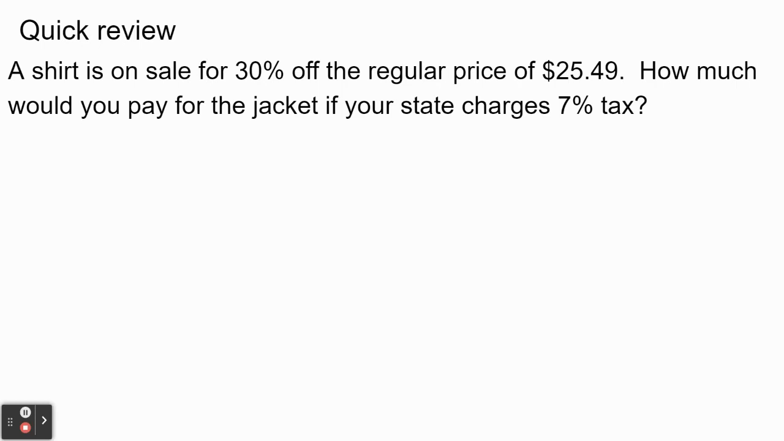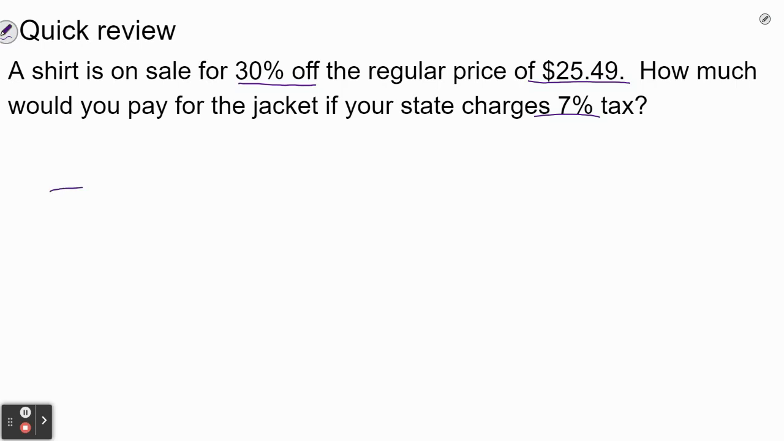Alright, so the jacket is on sale for 30% off. The regular price is $25.99. Oh, I forgot to change the word from shirt to jacket. And then it's a 7% sales tax. Discount always comes first. No matter how it's worded, you always find the discount first.